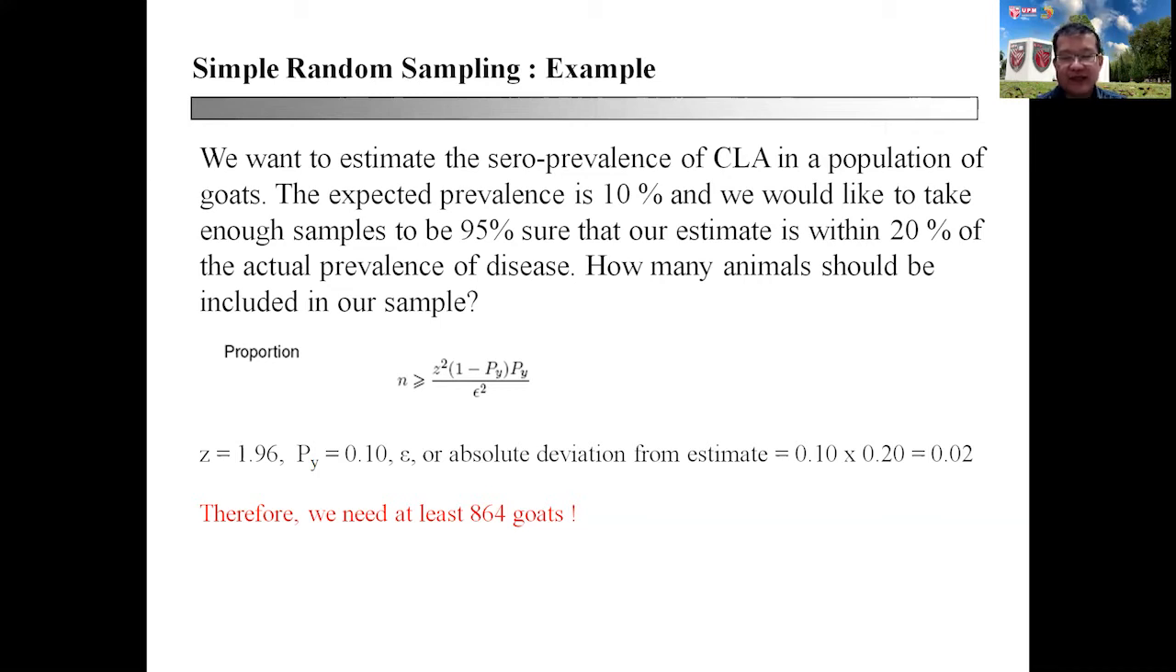So in this case, based on the calculation, as you can see here, the Z-score again is 1.96, corresponding to a 95% confidence level. Then you are going to need at least 864 goats. In this case, the P is 0.1. 0.1 denotes the prevalence that you are expecting. And what you are doing here is calculating the derived seroprevalence expected within a population.